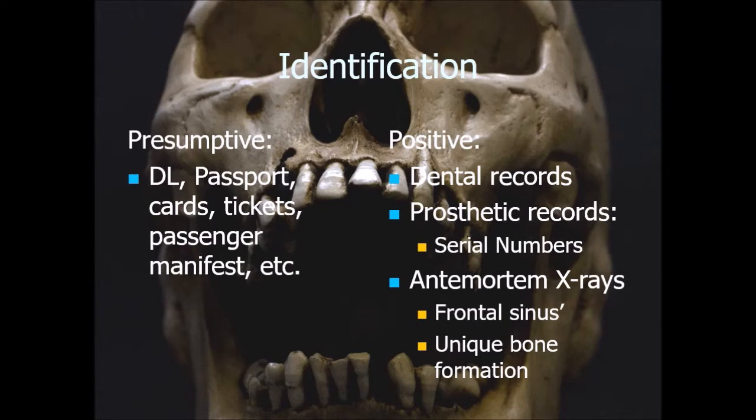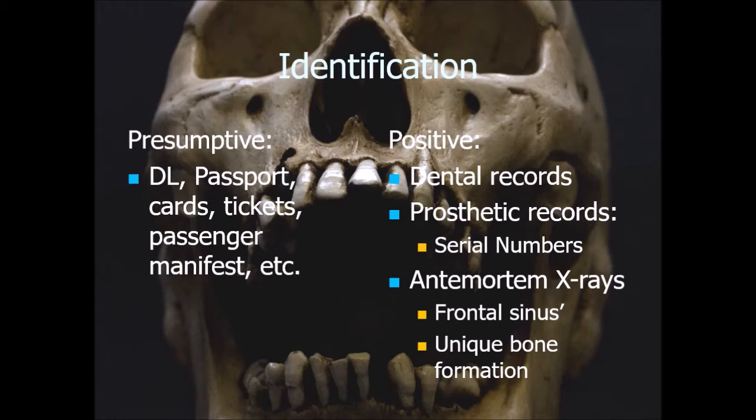Or, hey, can I sit with my girlfriend? We couldn't get seats together. Do you mind swapping seats with me? And that sort of thing, with a total stranger. So presumptive IDs are just that. We're not sure if that's the person, but we're pretty sure. It gives us a starting point to then look for positive identification.